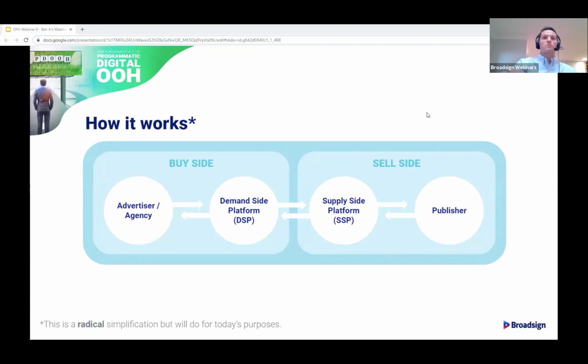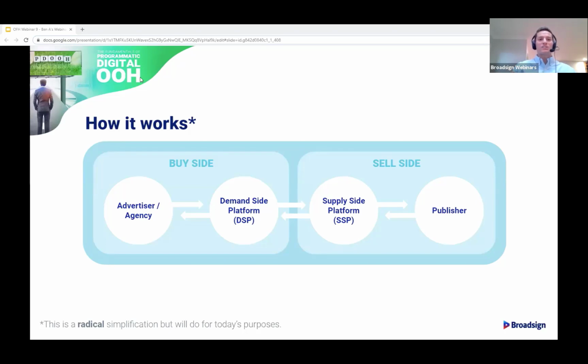So let's move back to the left-hand side. We'll start from there with the advertiser and agency, given they're the ones controlling the all-important budgets. In order to buy any type of advertising programmatically, regardless of whether it's online, mobile, or digital out of home, an advertiser or agency needs to have access to a demand-side platform. The demand-side platform is basically software which allows advertisers and agencies to buy different types of inventory from multiple publishers.